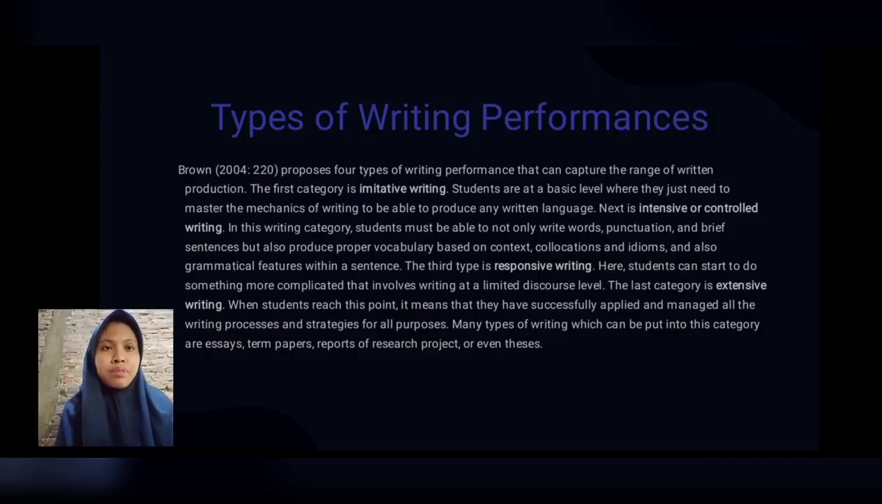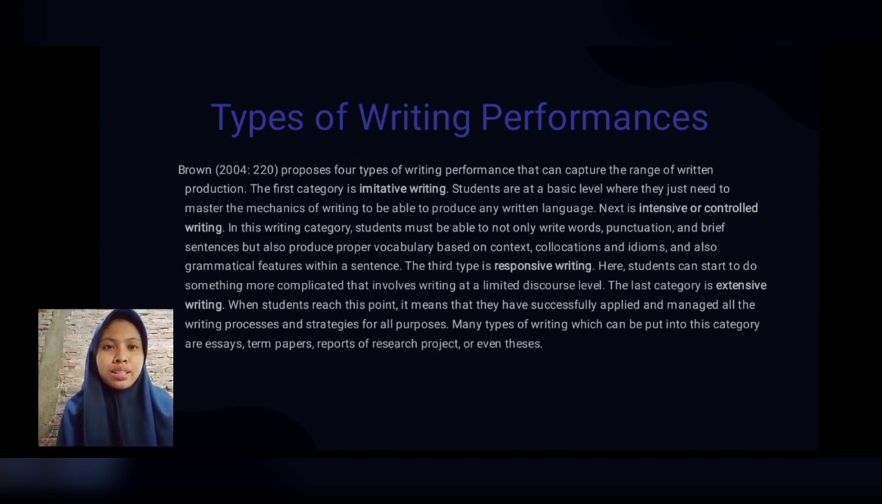Types of writing performances. According to Brown 2004, there are types of writing performance that can capture the range of writing production. The first category is imitative writing. Students are at basic level where they just need to master the mechanics of writing to be able to produce any written language. Next is intensive or controlled writing.